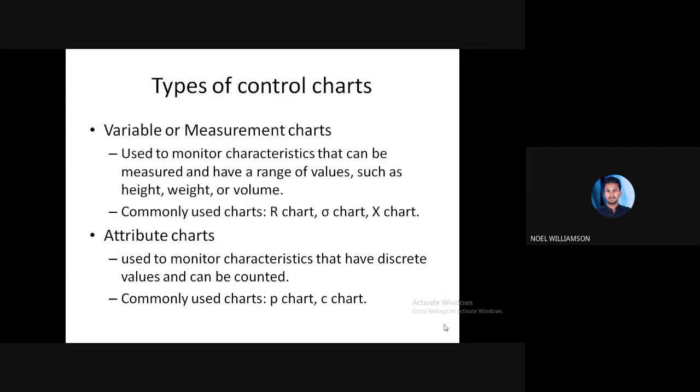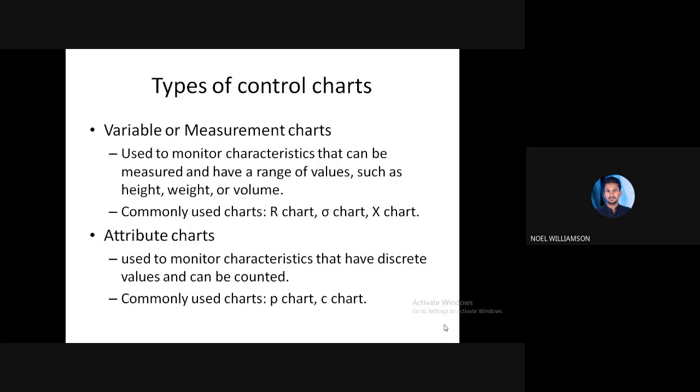But for attributes, it is either yes or no, like that. Whether it is having a discrete value, that is on, off, or is there any color or not, like that. So based on that, we can say for variable control charts we use R chart, sigma chart, X chart and all. And for attribute charts we use P chart and C chart.